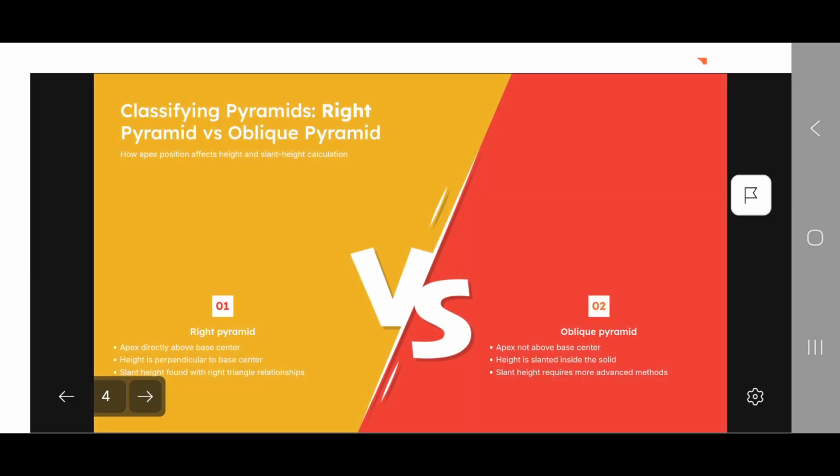So, classifying pyramids: right pyramid versus oblique pyramid. How apex position affects height and slant height calculation. A right pyramid has its apex directly above the base center. The height is perpendicular to the base center, and slant height is found with right triangle relationships. An oblique pyramid does not have its apex above the base center, the height is slanted inside the solid, and slant height requires more advanced methods.